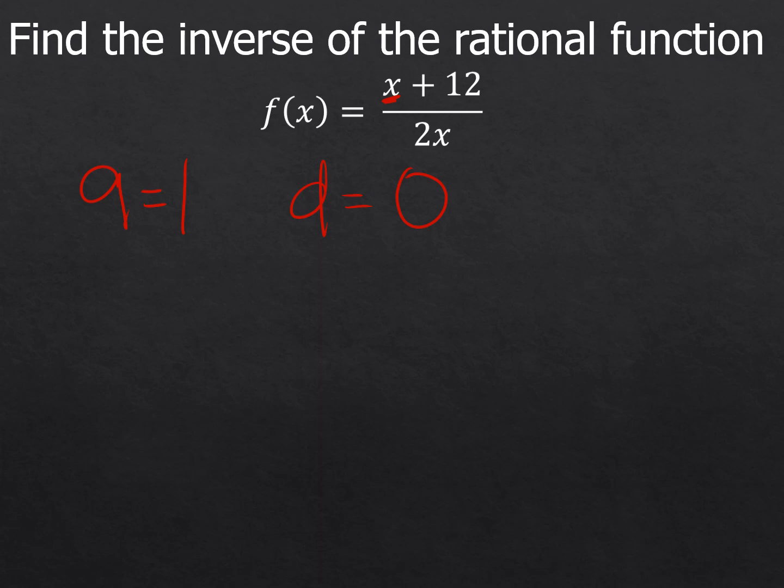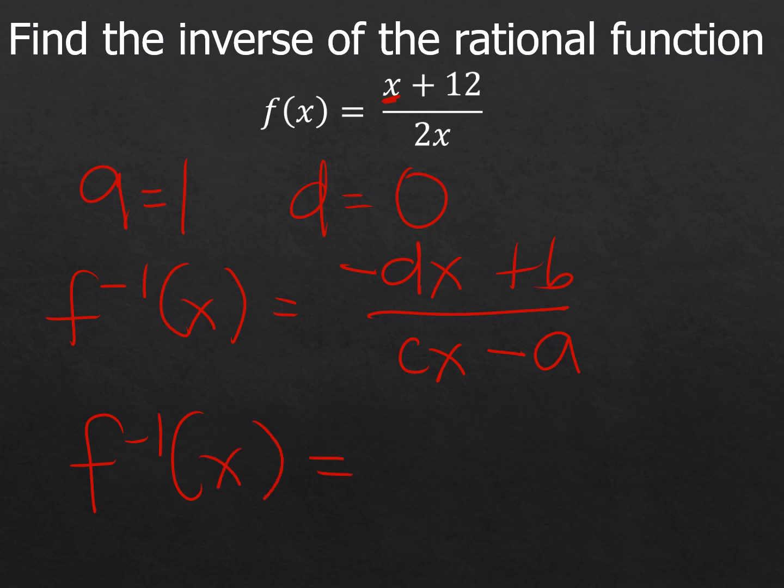Now, let's write the pattern or the technique. Negative dx plus b over cx minus a. So, let's substitute. Let's have f raised to negative 1 of x equals, since d is equal to 0, wala na ngayon tayong ilalagay kay negative dx. So, we're going to copy plus b. Your b is equal to 12. So, therefore, we're going to have 12 over cx.